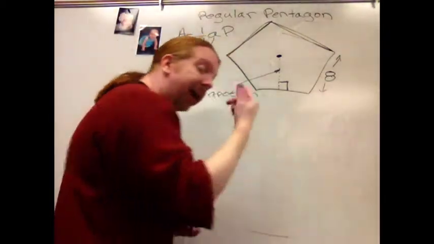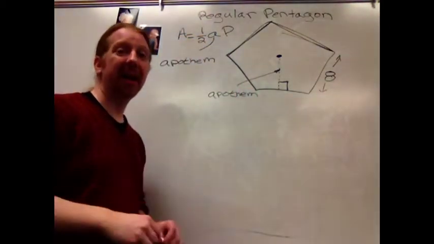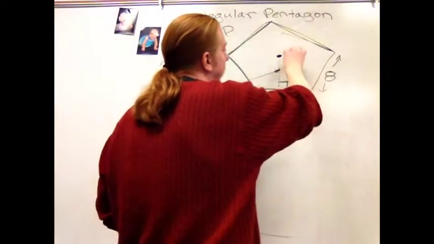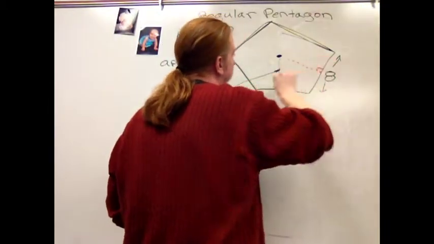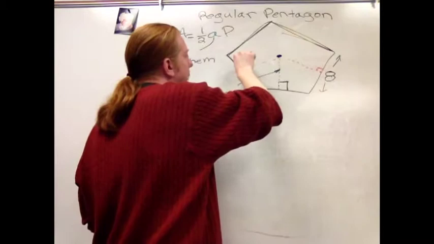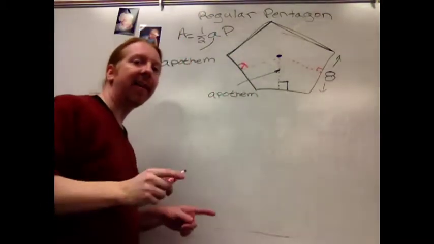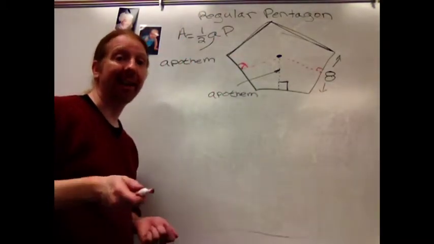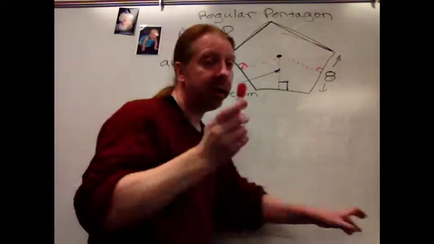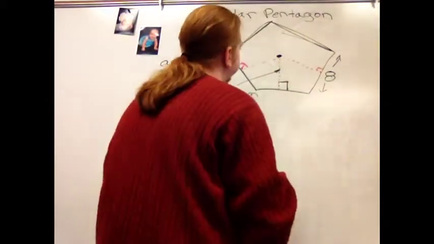Now, a pentagon actually has 5 apothems I can draw. The key is that they have to hit the side at a right angle, and we're going to use that right angle as part of our work today.